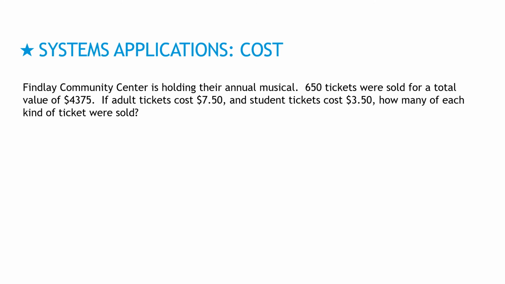So again, I'm going to read through the question, and it looks like I'm looking at tickets for a certain cost. So again, what am I trying to actually solve for? How many of each kind of ticket were sold? On the last one, when I assigned, it was the cost of popcorn and the cost of soft drinks. This one, I'm going to say it's the number of tickets and the number of tickets. So what kind of tickets do I have? I have adult tickets and I have student tickets. So I'm just going to randomly assign X to be adult tickets and Y to be student tickets.